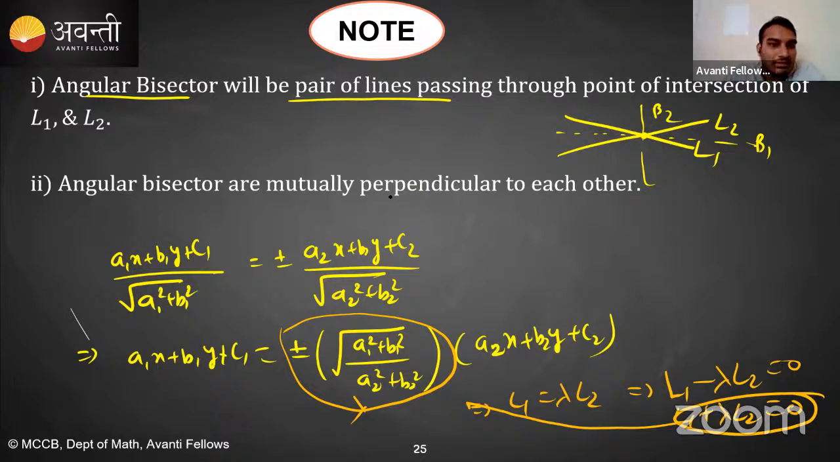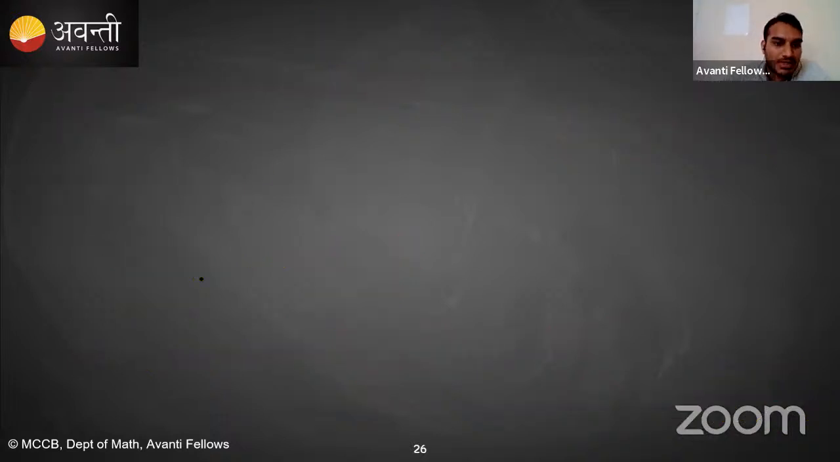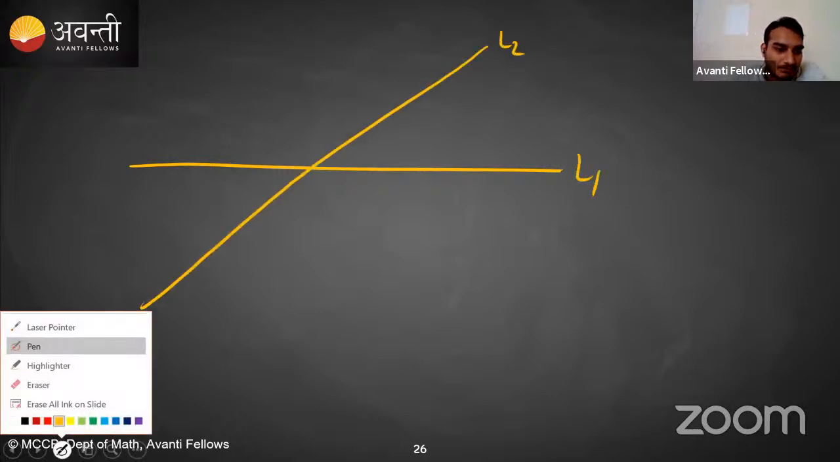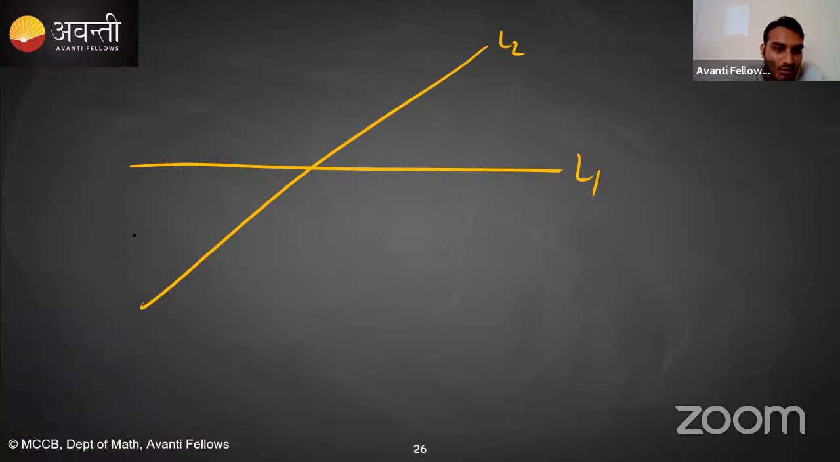Okay, so now the second part is that angle bisectors are mutually perpendicular to each other. This is very important, that angle bisectors are perpendicular to each other. So let's prove this. The proof is again very simple. Let's say this is L1, this is L2. One of the angle bisectors is along this line. If this is an angle bisector, then this angle and this angle will always be equal, so theta and theta.